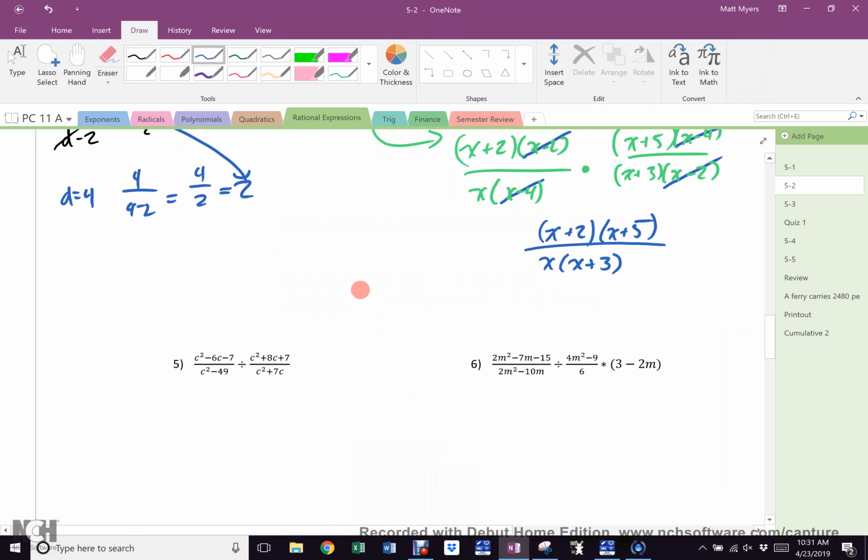Do you think anything changes? No. Now, I would recommend flipping this right now. So this is going to become c squared minus 6c minus 7 over c squared minus 49 times c squared plus 7c over c squared plus 8c plus 7. Get it out of the way. And then factor. All of you know how to factor that. Go.